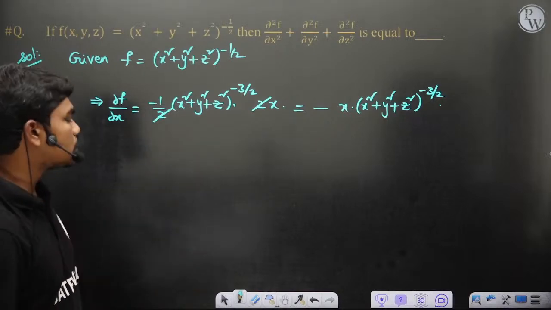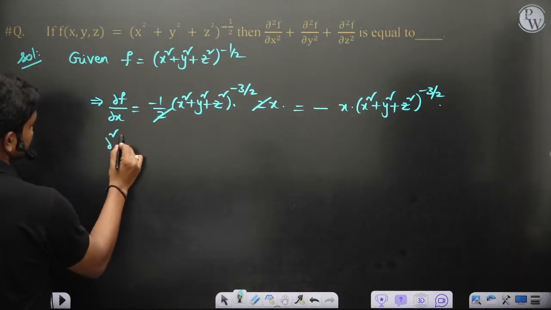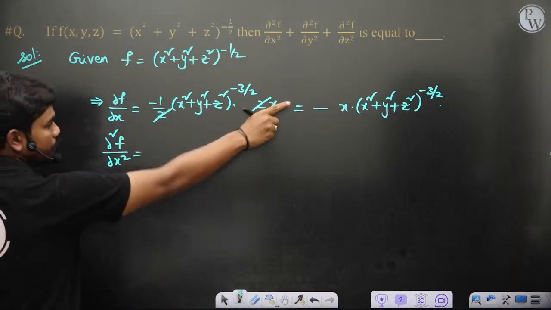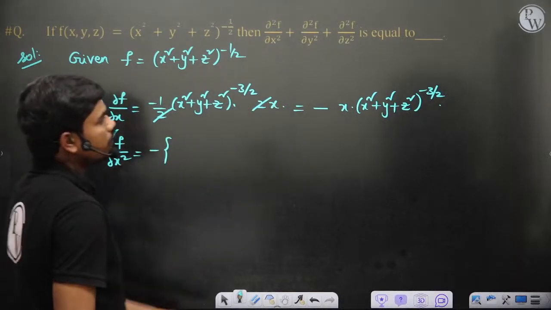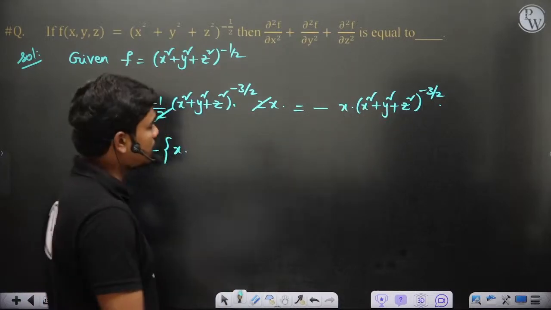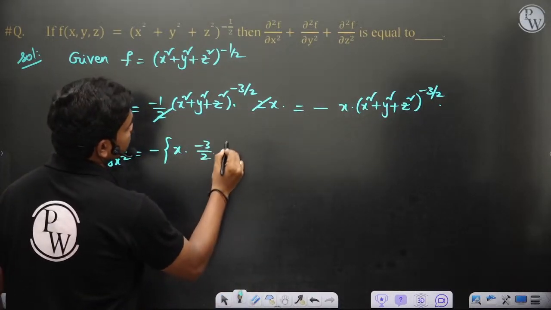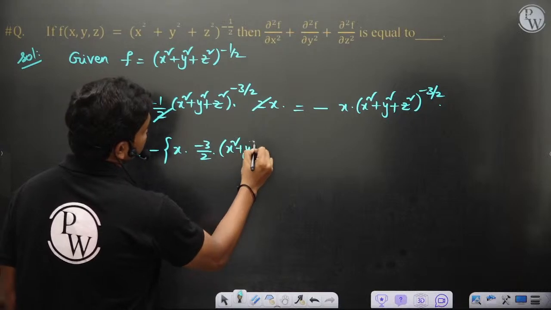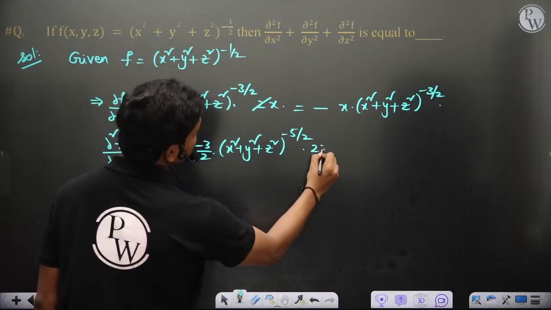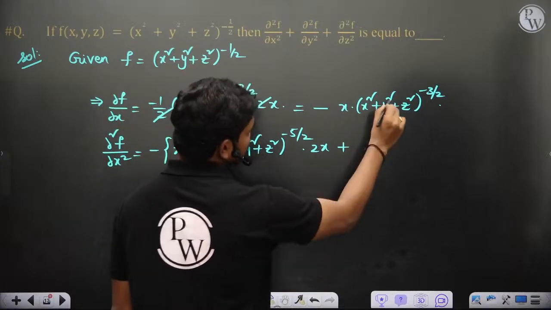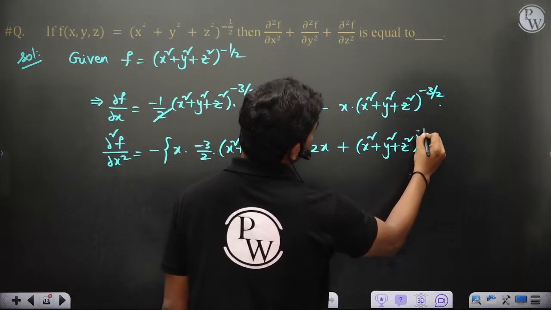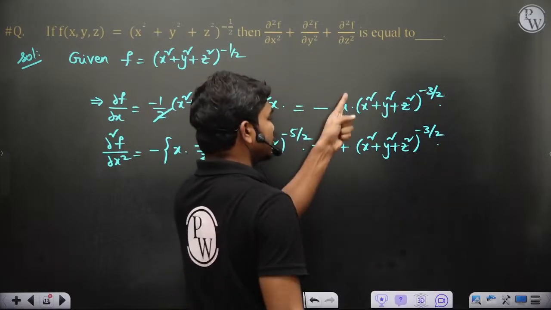Now once again, if you calculate dou square f by dou x square, if you differentiate this, take the minus sign common, then first function into derivative of the second function with respect to x gives you minus 3 by 2 times x square plus y square plus z square whole to the power minus 5 by 2 into 2x, that's the inner derivative, plus this function x square plus y square plus z square whole power minus 3 by 2 times dou by dou x of x, which is 1.